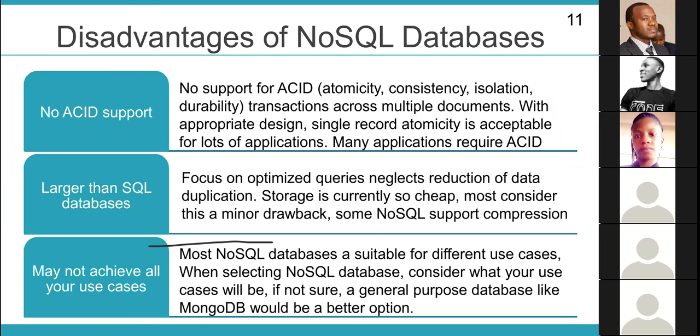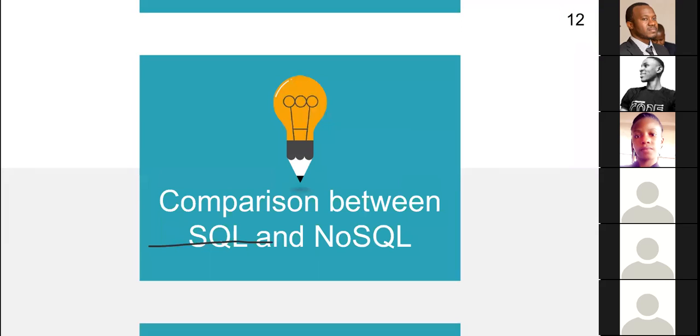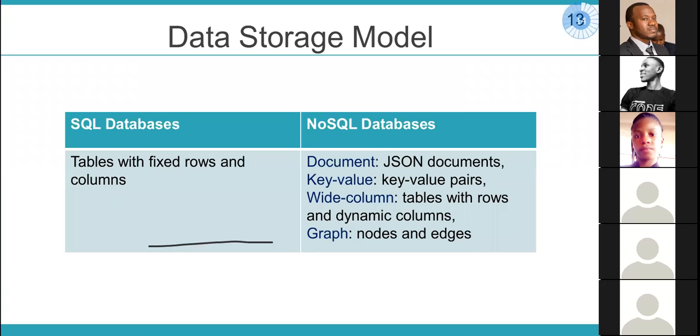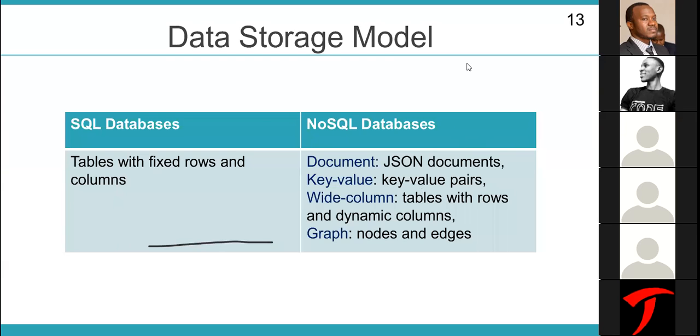All right, let's proceed. So we shall go through a summarized comparison between these two. In terms of the data storage model, we've seen that SQL databases use tables, rows and columns. And then for NoSQL databases, that depends on what your database store type is. If it's a document database, then you have JSON documents. If it's a key value, you have key value pairs. If it's a wide column, you have tables with rows and dynamic columns. Note that creates a difference between them and SQL databases. And then lastly, with graph stores, you have nodes and edges.